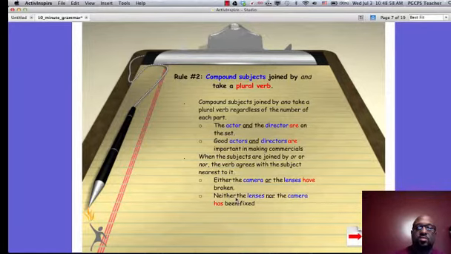In the second example, neither the lenses nor, there's that word nor again, because remember the rule is whenever you have or or nor, you have to look at the verb that agrees with the subject nearest to it. So we have to look at nor. What comes after nor is camera. Camera is singular, so therefore I need a singular verb.